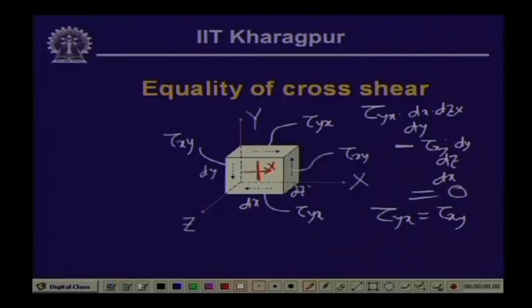Likewise, if we take the moment of the forces about the x and y axis and take the relevant forces, we can see that tau z x is going to be equal to tau x z, and tau y z is going to be equal to tau z y. So, this gives us that the cross shearing terms are equal.